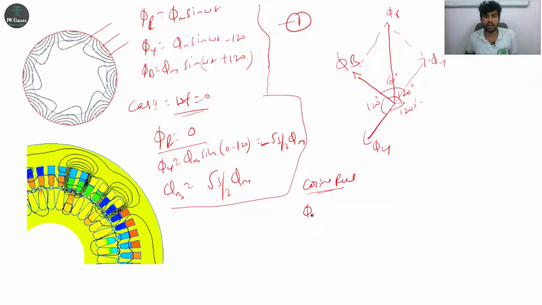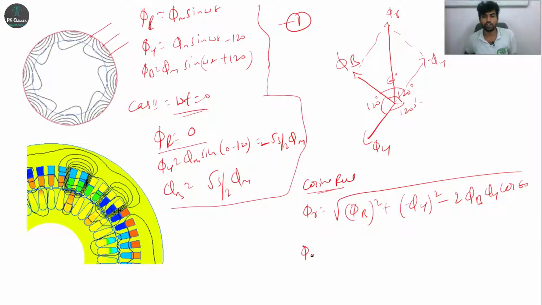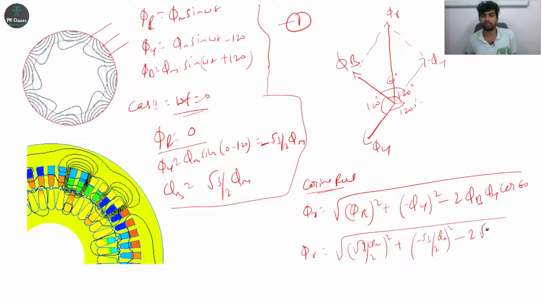So phi R is equal to root of phi B square plus phi Y square minus 2 phi B phi Y cos, how much total? 60. So what about phi B? Phi B is root 3 by 2 phi m, and phi Y is minus root 3 by 2 phi m. Square, minus 2 phi B is root 3 by 2 phi m. What about phi Y? Phi Y is minus root 3 by 2 phi m.